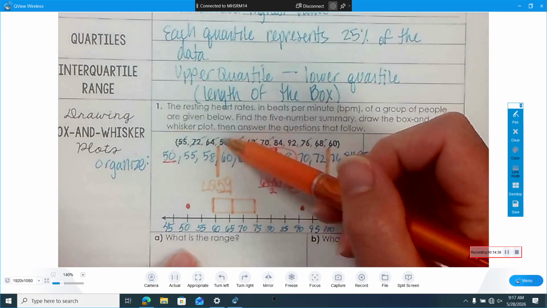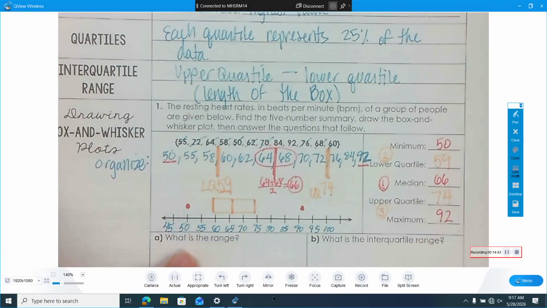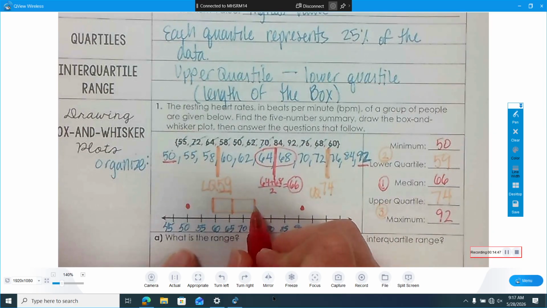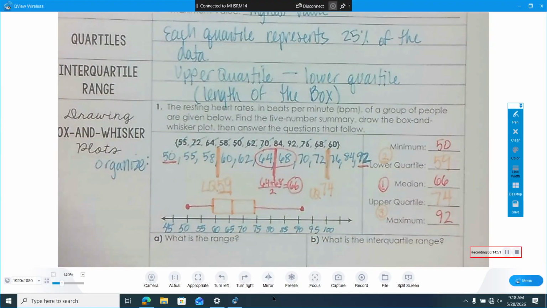So just like I separated my data, I'm using vertical lines, and then that's how I connect my box. And then once you have your box, now I can just connect my whisker to my maximum and my whisker to my minimum on the sides of the box. Okay? How does that seem to you? Pretty easy? Yeah? Okay, cool.